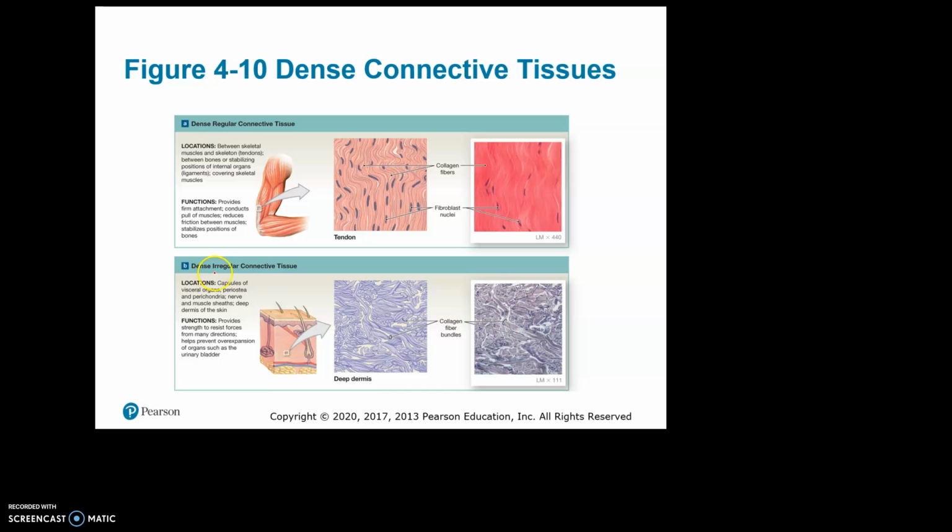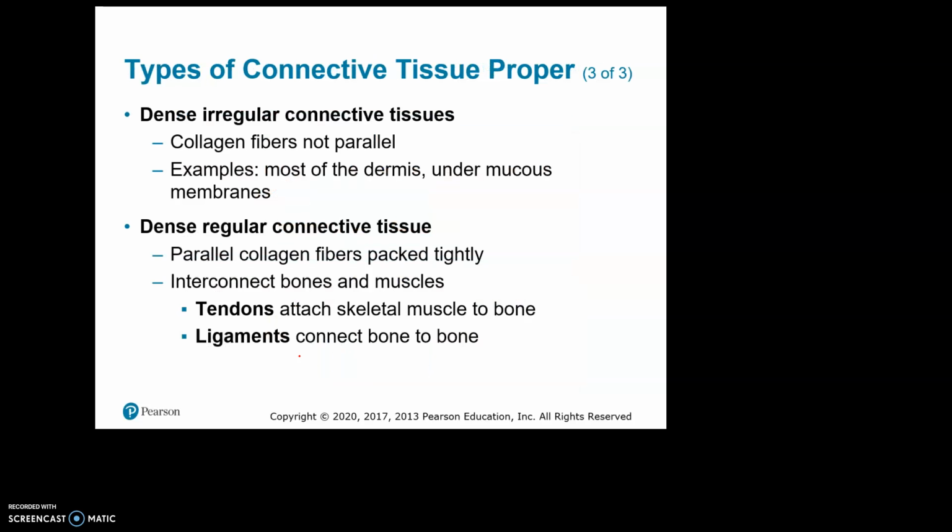The dense irregular is found in the dermis, but in the deep dermis. That means it's found not close to the epidermis, but in the layer of the dermis that is further away from the epidermis. So this is the epidermis, the part above this wavy line here. All this is the epidermis, and from here to here is the dermis. The upper part of the dermis is areolar connective tissue, but the deep or lower part of the dermis is dense irregular connective tissue, and it provides strength to the skin.